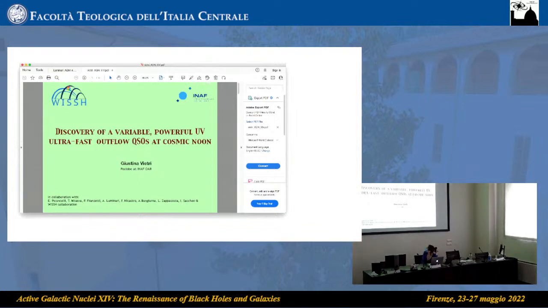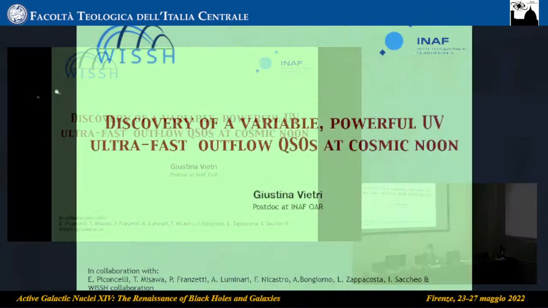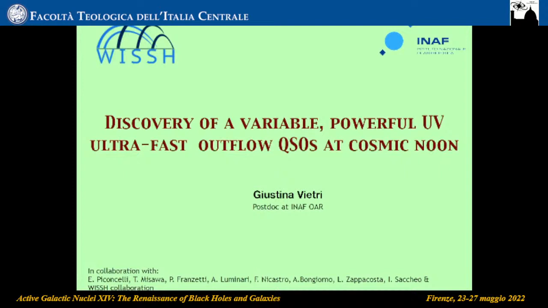Good morning, everybody. I'm Giustina Vietri, postdoc at the Observatory of Rome, and today I will talk about the discovery of a variable and powerful ultra-fast outflow discovered in the UV at cosmic noon. And this work was done in collaboration with Enrico Piconcelli, Toru Misawa, and many others who are here during these days.